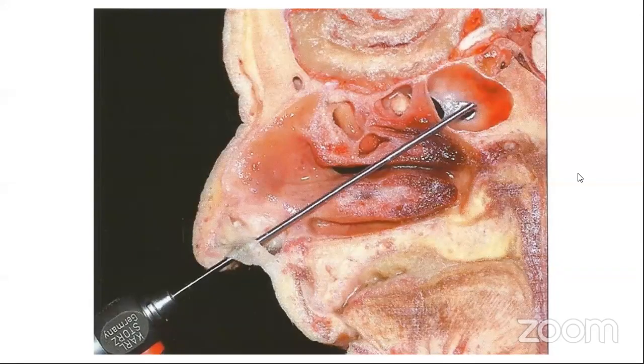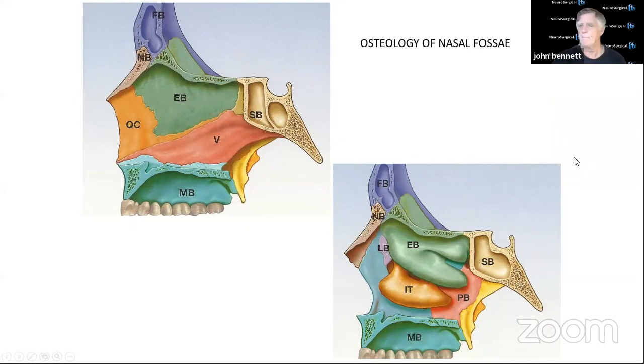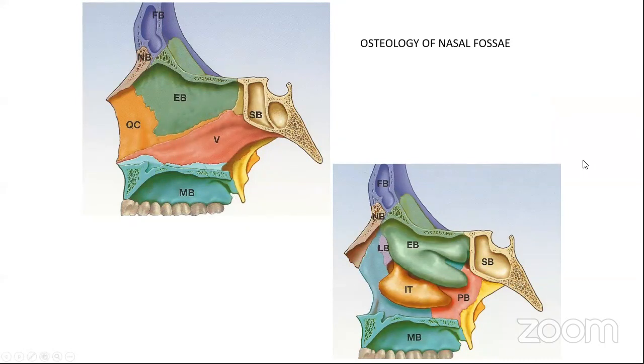But let's focus on the anatomy. If you want to go through the transsphenoidal approach, you need to be aware of the bone, arteries, and the mucosa.